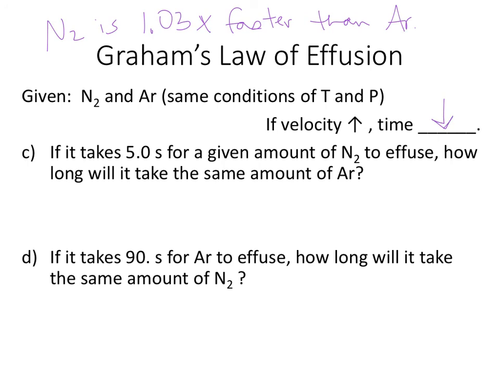Here's where the actual meat of this law comes in. If it takes 5 seconds for a given amount of nitrogen to effuse, how long will it take the same amount of argon? So we know that nitrogen is 1.03 times faster than argon. So if it takes 5 seconds for nitrogen, should argon take more time or less time? If velocity increases, time decreases. So nitrogen is faster, so nitrogen should take less time. So how much less time? 1.03 times less time. We're going to take 5 seconds times 1.03.